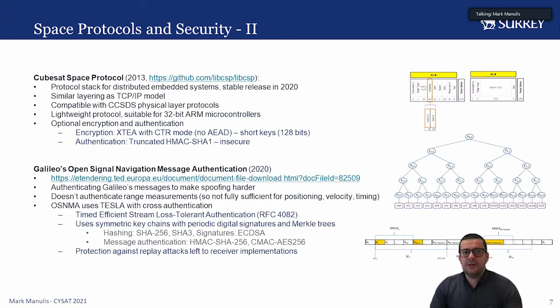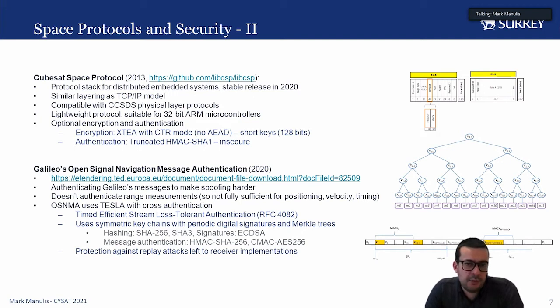We also looked into the CubeSat Space Protocol, which was designed in 2013 and kind of released in 2020. That protocol is a lightweight protocol and was designed to work with 32-bit ARM microcontrollers, but the crypto provided in that protocol, I would say, is currently weak.